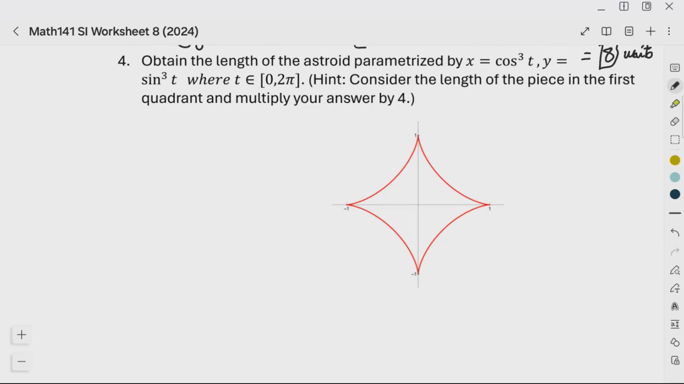Right. Then moving on to, there's no questions. Moving on to the next one.